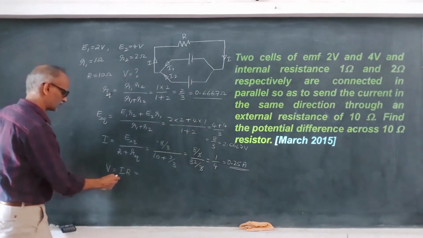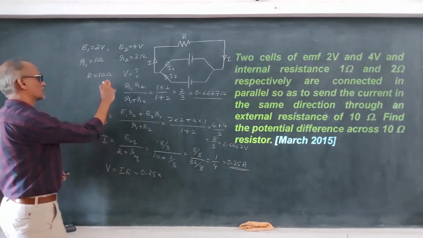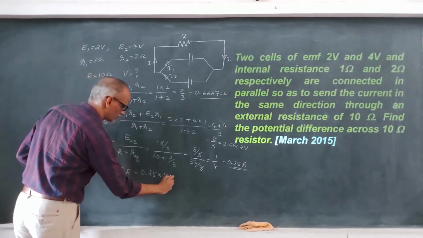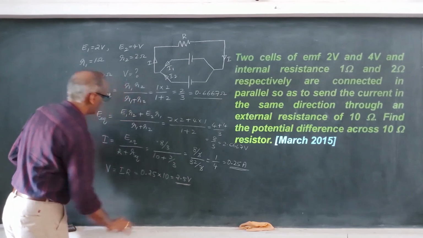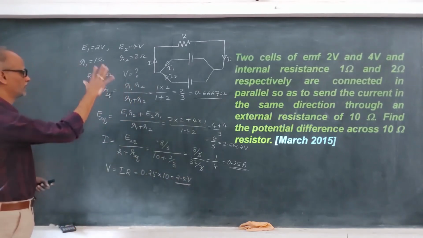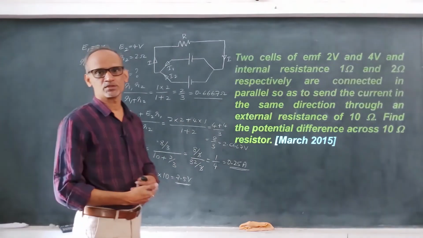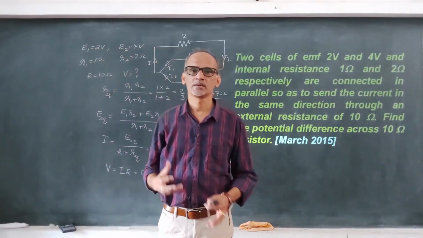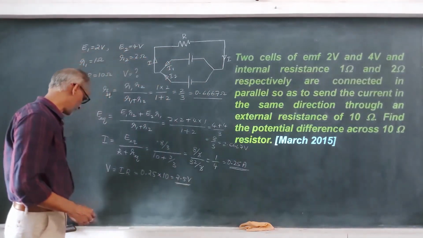Finally, potential difference. What is the current? Current is 0.25. What is the resistance? External resistance 10 ohm. So, 10 into 0.25 is 2.5 volt. So, again all these equations are given under the theory of combination of the cells. That is how I have used them in finding the answer, again a question from the previous exam.